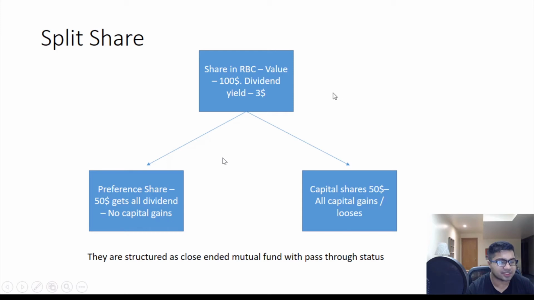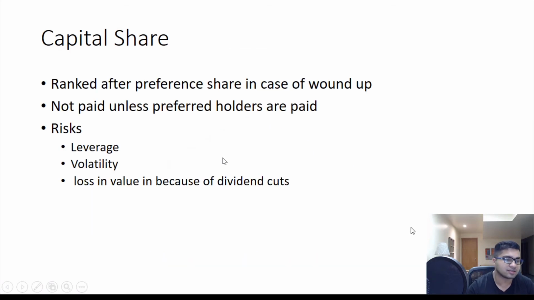So once again, split share, preferred stockholders get all dividends, get no capital gains. Capital shareholders get all stocks and don't get any dividend. Capital share is ranked after preferred stock in case of wind up. So first preferred stockholders are paid, and if anything is left, capital stockholders are paid. They are not paid unless preferred holders are paid.